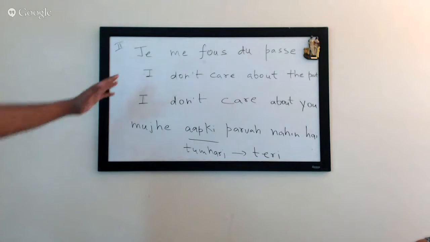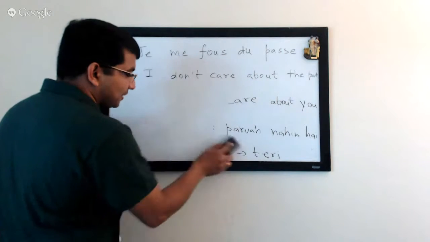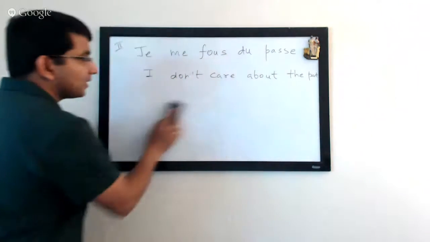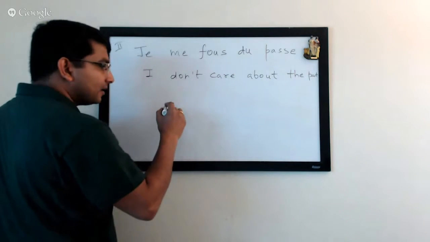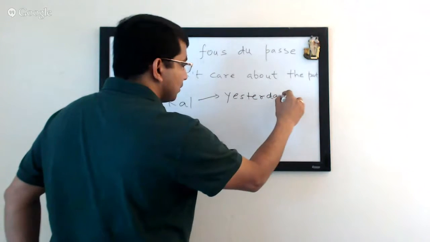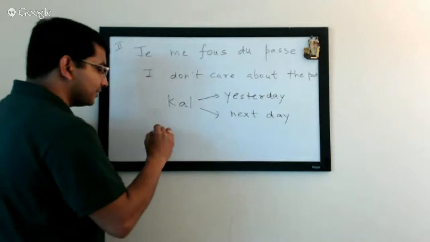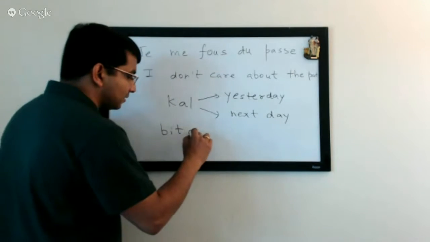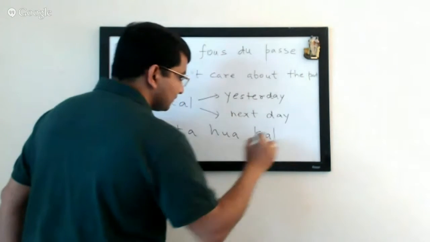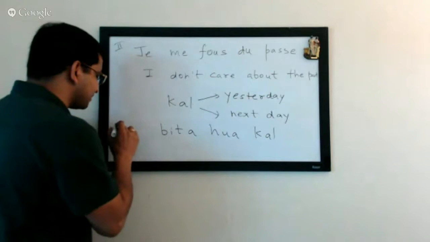Now you want to go back to the song. I don't care about the past. How will you say that? So Hindi में the past को क्या कहते हैं? There are many ways to say that, but in this case, I'll make it simple. In general, when you say yesterday, it's basically kal. Kal can be used as yesterday or future as well, the next day. But when you say bita hua kal, that means the one which just passed. So bita hua kal is basically yesterday.